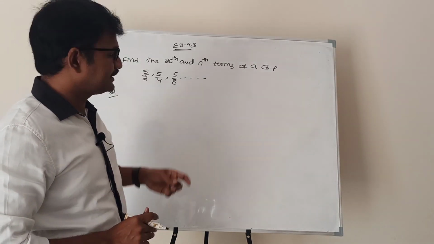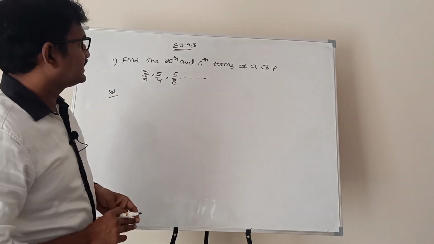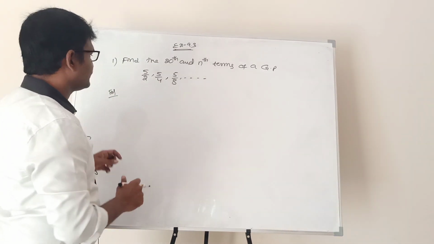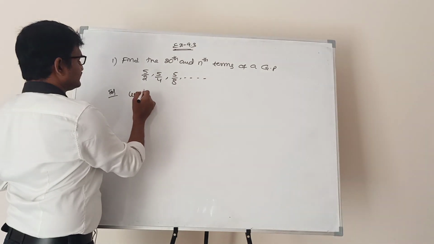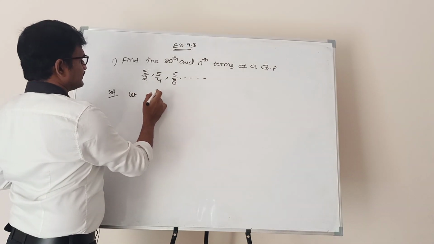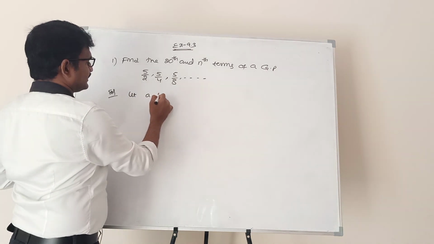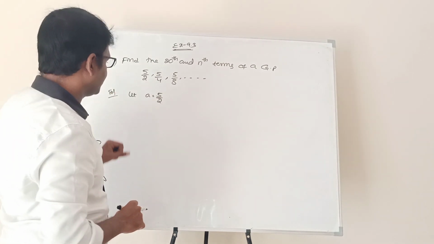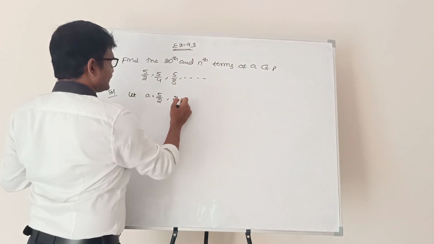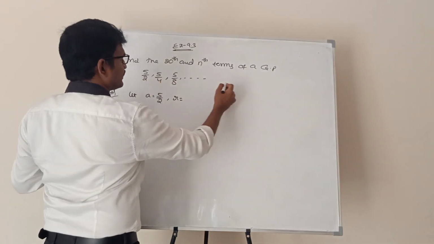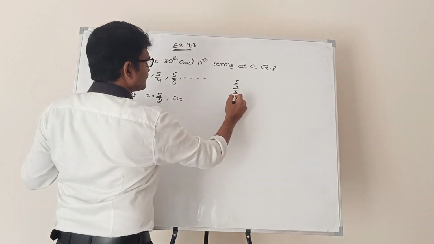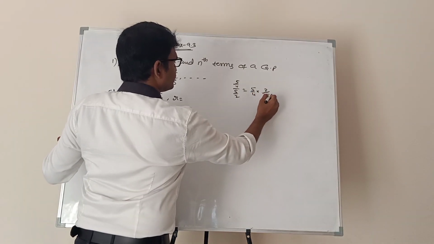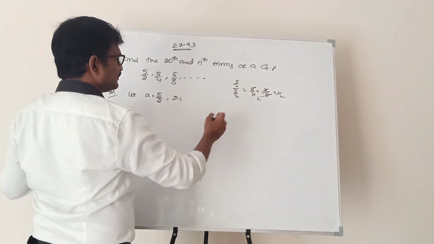Exercise 9.3. Find the 20th and nth terms of the GP 5 by 2, 5 by 4, 5 by 8, and so on. In the given sequence, the first term is a. Let a be equal to 5 by 2. So the first term we always consider as a. Next, the common ratio. Common ratio means it should be the same between two consecutive terms. If you take 5 by 4 divided by 5 by 2, second term by first term, how much are we getting? 2 by 5, 5 gets cancelled, 1 by 2.